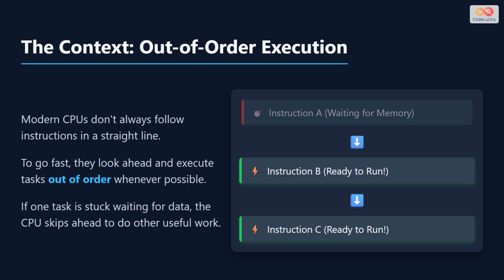To understand why we need this, we first need to look at how modern CPUs work. They do not execute instructions one by one in a strict line like a recipe. Instead, they use something called out-of-order execution. If one instruction is stalled, waiting for slow memory, the CPU will look ahead and run other, independent instructions to keep busy. This parallelism is key to performance.